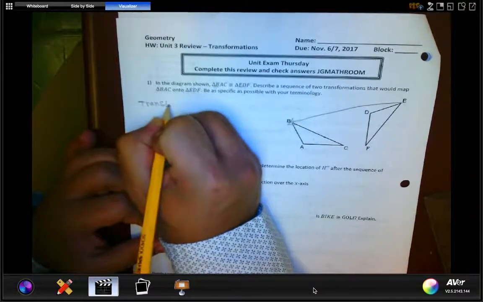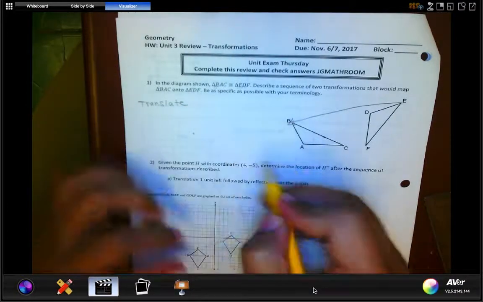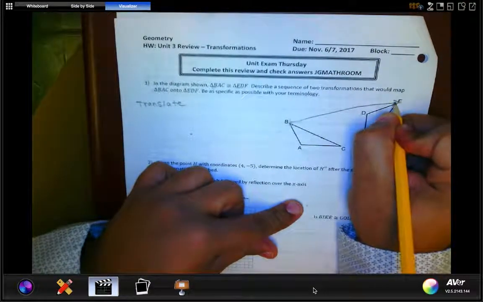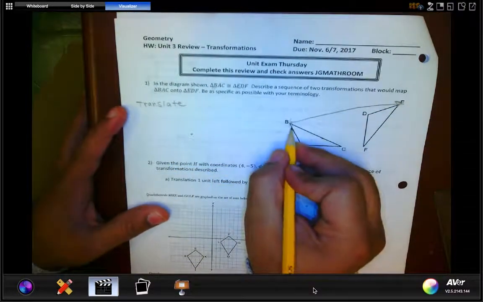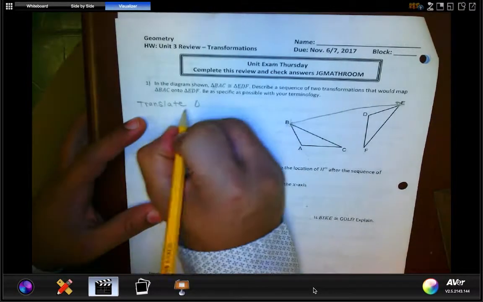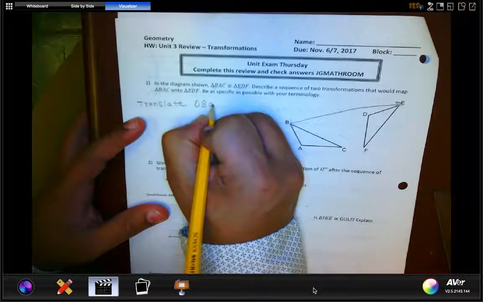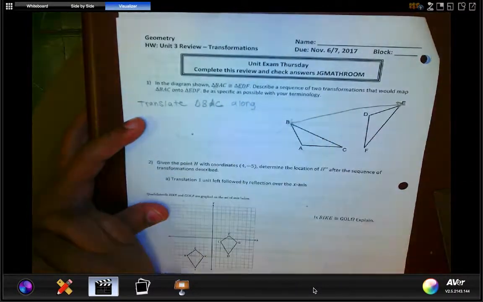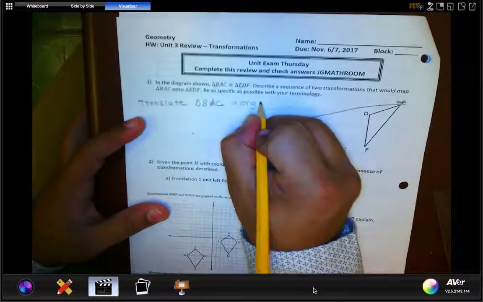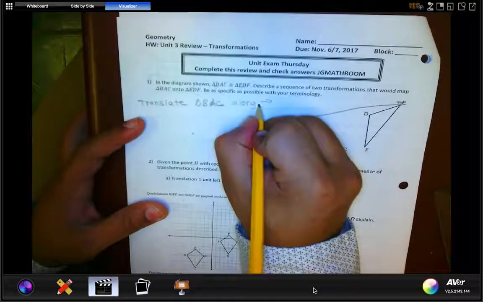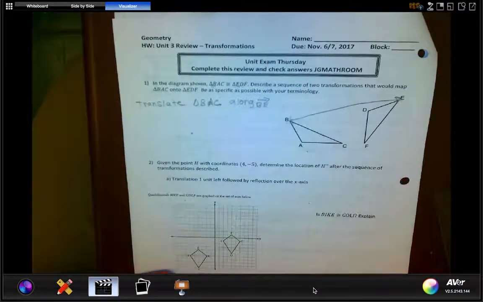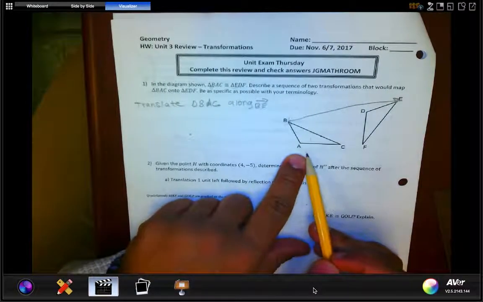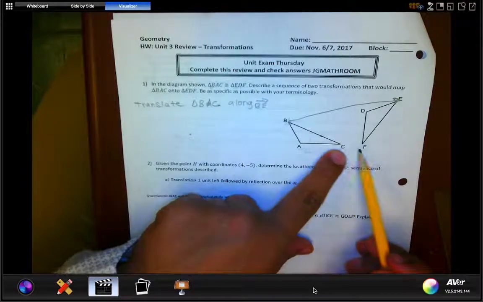So translate, and I actually had to go in the opposite direction. So translate triangle BAC along the vector BE. So along this vector in that direction, BE. Okay, now B maps to E. Perfect. But I still need A to map to D, and I need C to map to F.